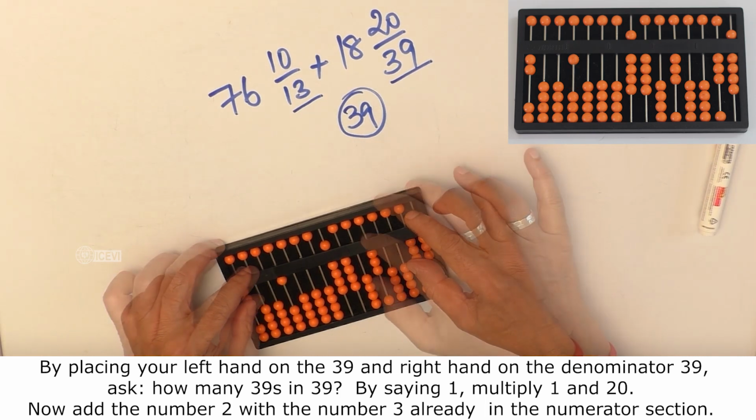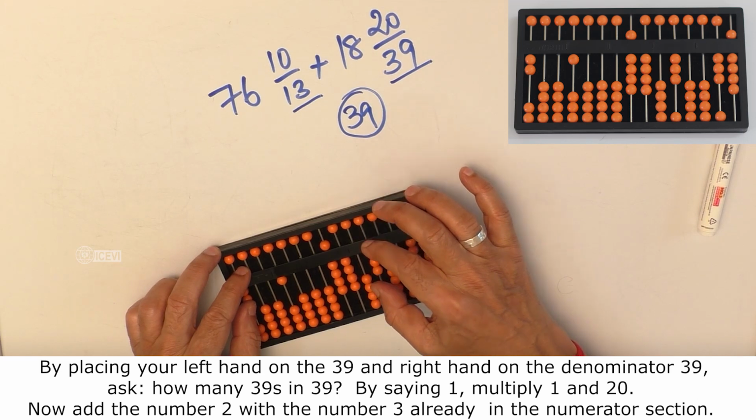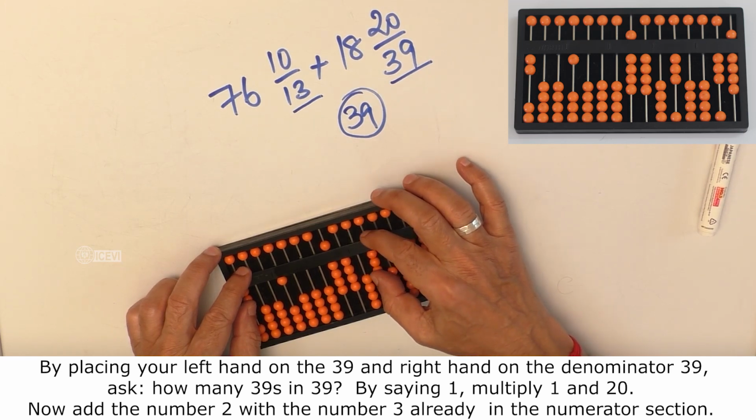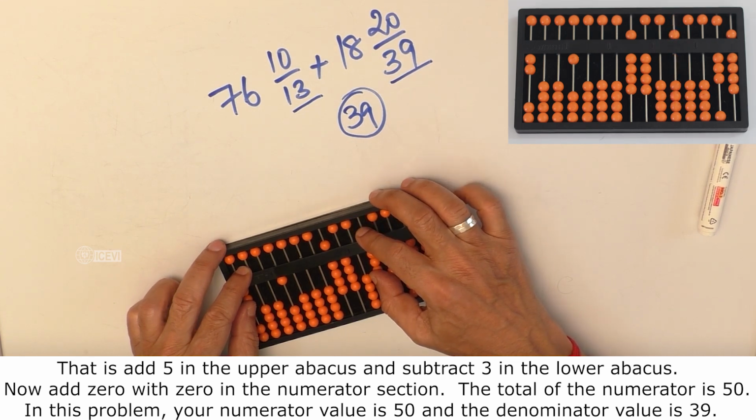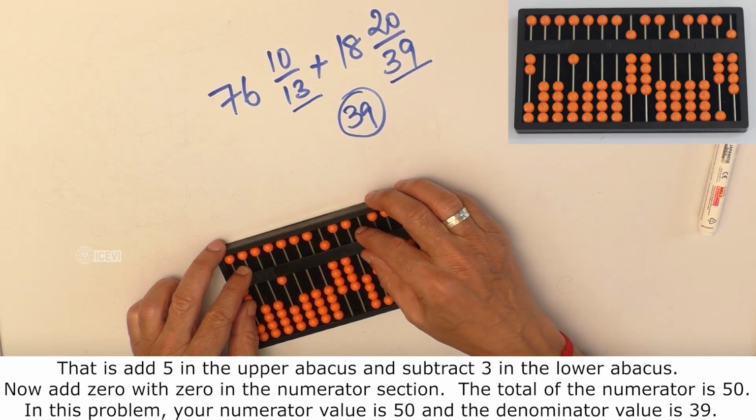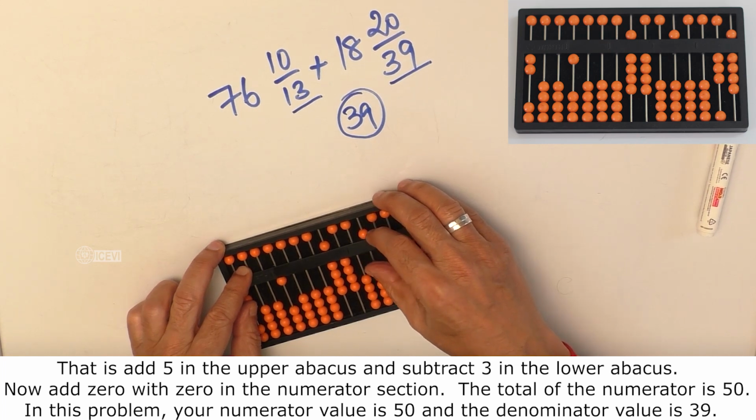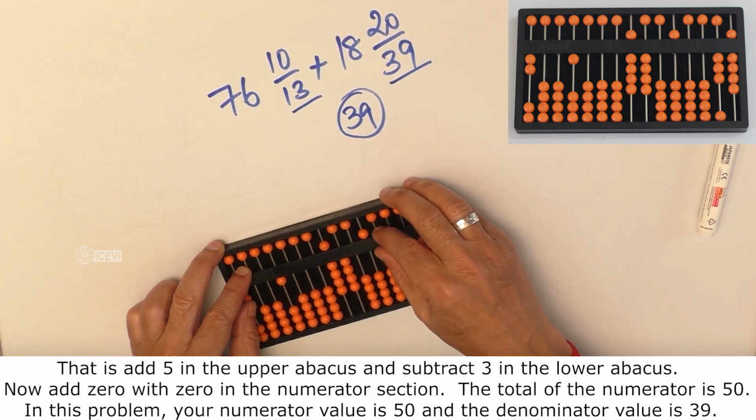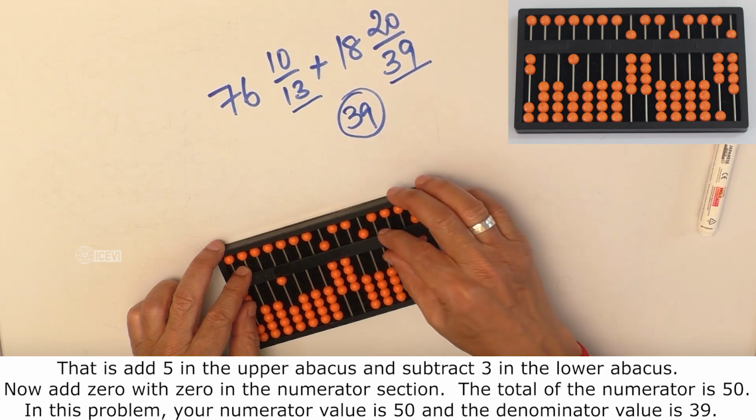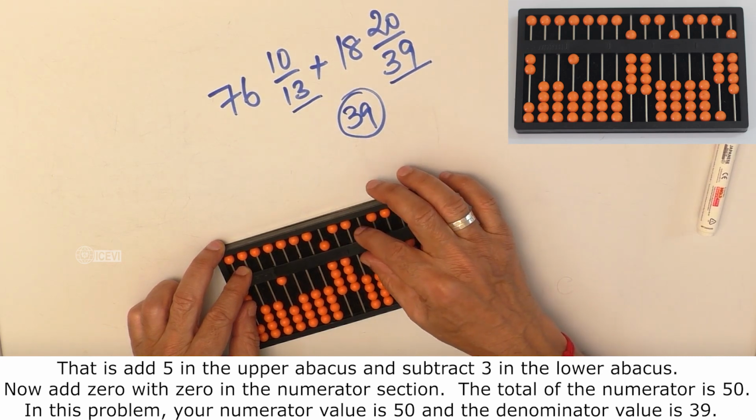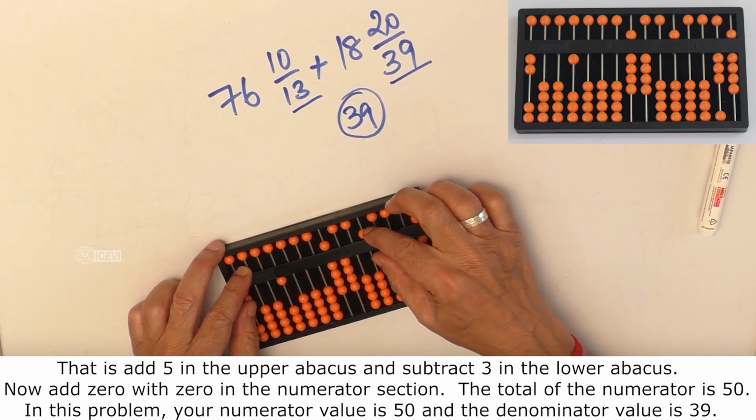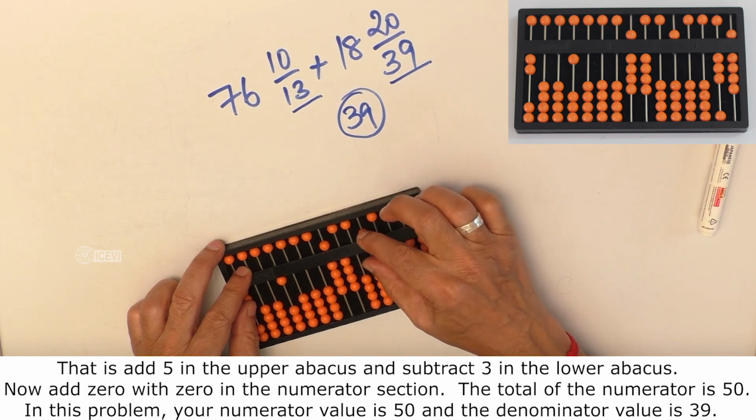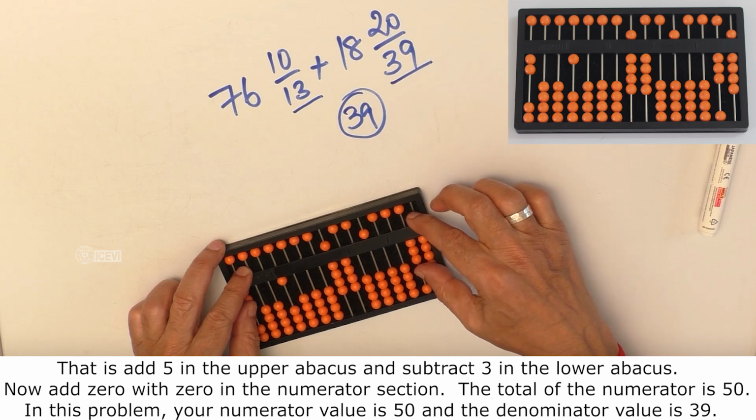1 with 20. Now add the number 2 with the number 3 already in the numerator section. That is, add 5 in the upper abacus and subtract 3 in the lower abacus. Now add 0 with 0 in the numerator section. The total of the numerator is 50. In this problem, your numerator value is 50 and the denominator value is 39.